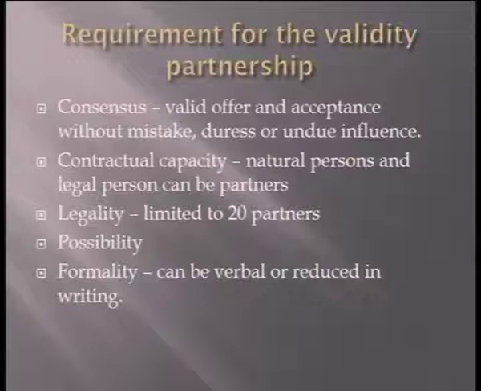Possibility: there must be a possible way of being in a partnership. Don't just say partnership for what? There must be something possible in a contract. Formality: we don't really have much formality, but it can be verbal or reduced to writing. But the formality should be there, verbal or reduced to writing. Those are the requirements for the validity of the partnership so that it can be effective.